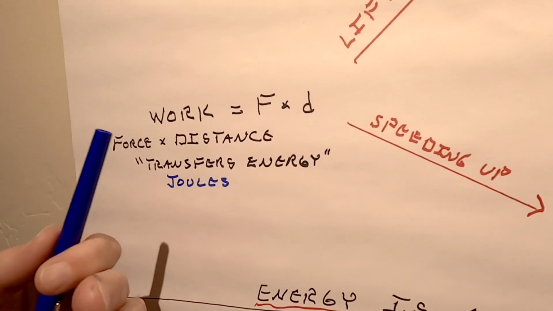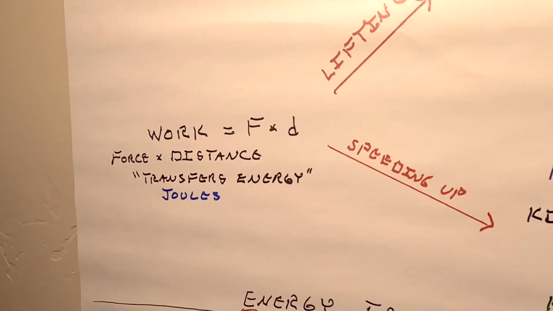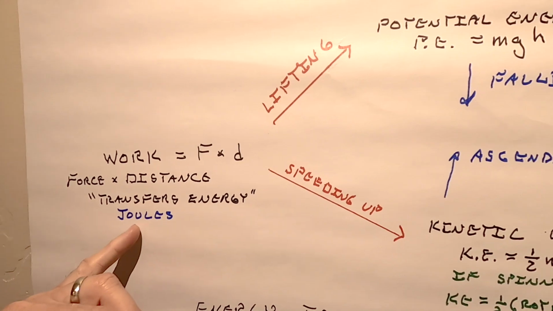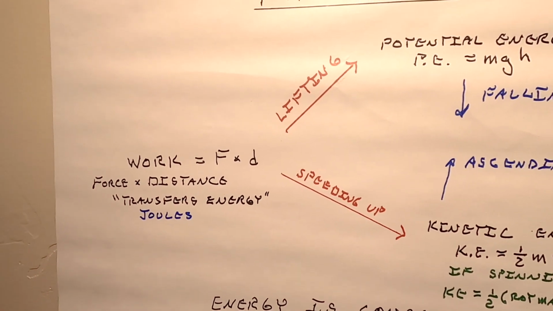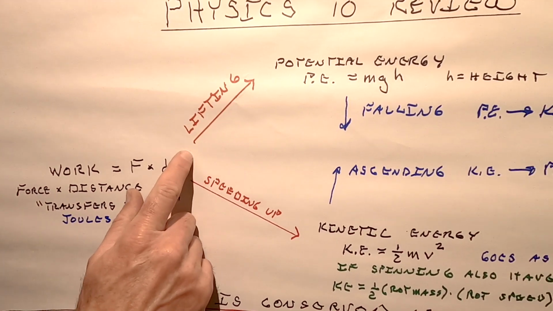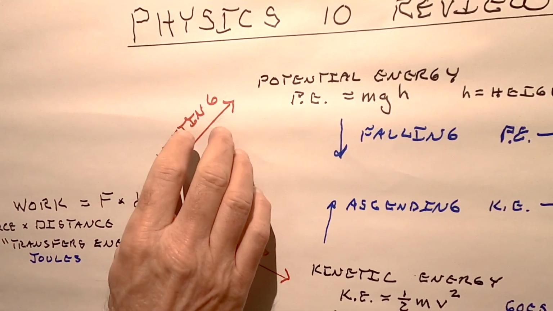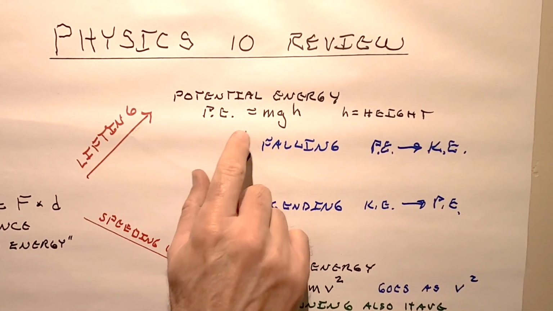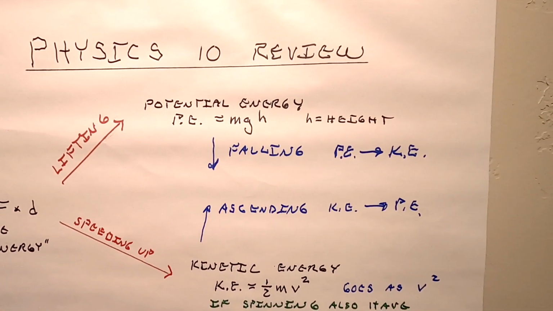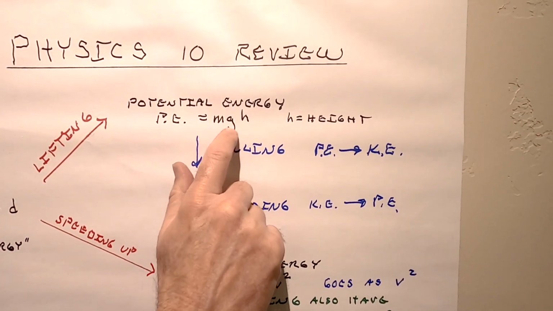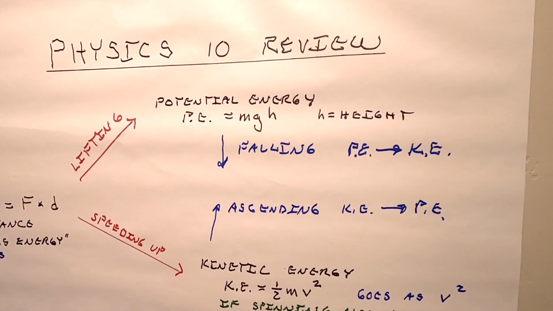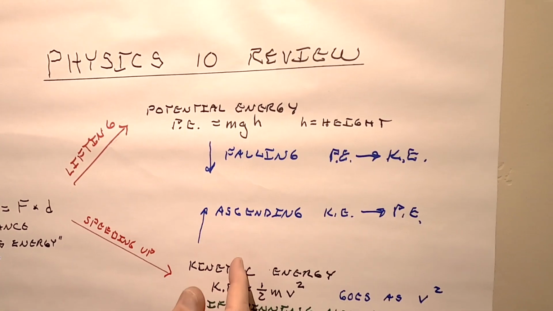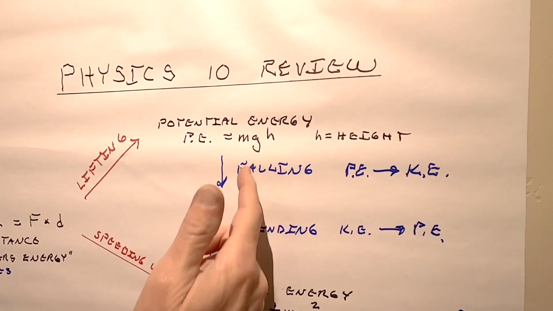If I lifted the book up onto the table, remember, I was doing work on the book, the book gained energy, I lost energy. Remember, the units of work are joules. So lifting up an object, you're doing work, you're losing energy, and it's going into potential energy. Potential energy is mgh, where h is the height. Remember, that's the weight of it. So it's just the force, which is the weight, times the height. Now, if it fell, then it's losing potential.